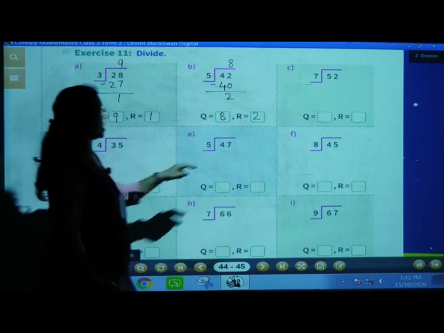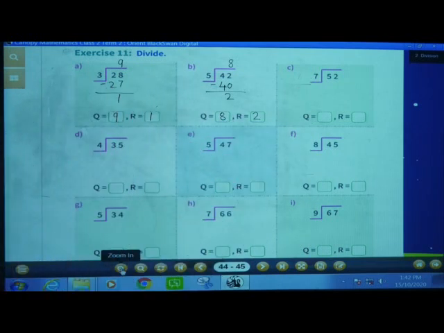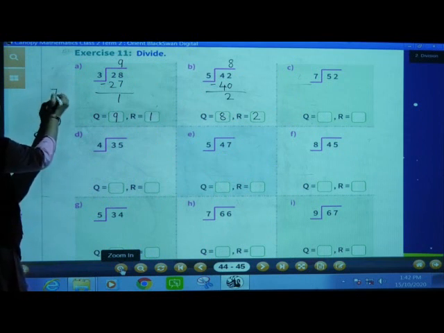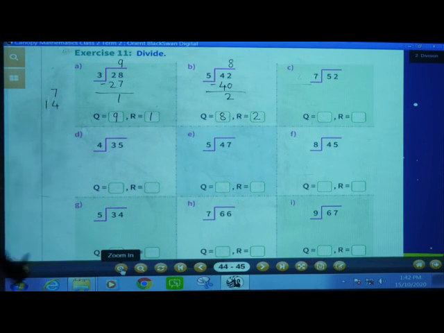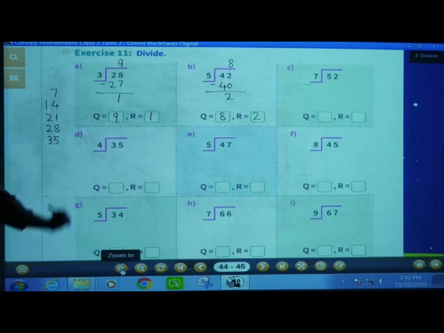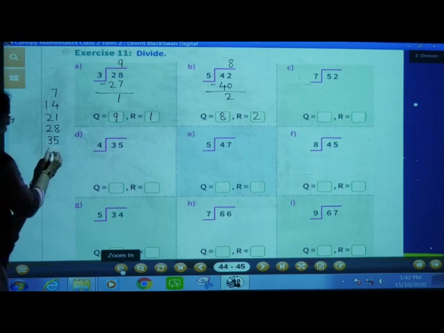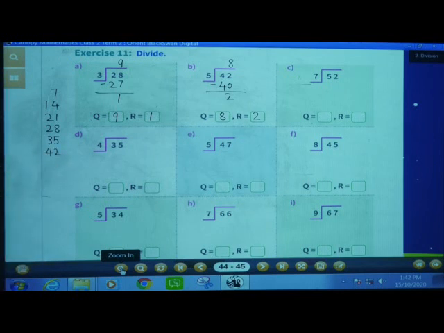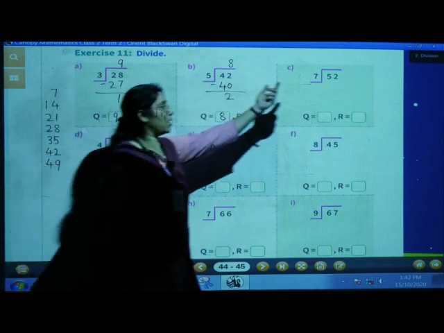52 divided by 7. I will write the table of 7 here. 7 ones are 7, 7 twos are 14, 7 threes are what? 21, 7 fours are 28, 7 fives are 35, 7 sixes are 42, 7 sevens are 49, 7 eights are 56. But we can't take 56.